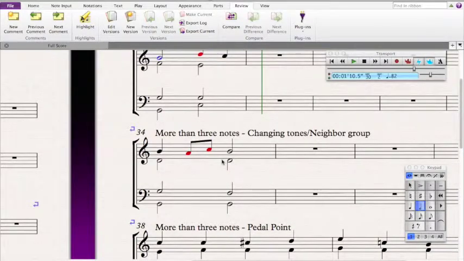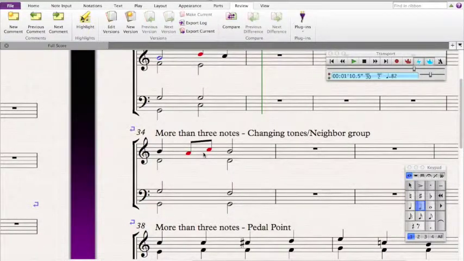Now we move on to non-chord tones that involve more than 3 notes. While there are only 2 non-chord tones in this example, it involves more than 3 notes because you involve the first chord tone, and then the next chord tone as well, so that's 4 notes in total. So this is called changing tones or a neighbor group.